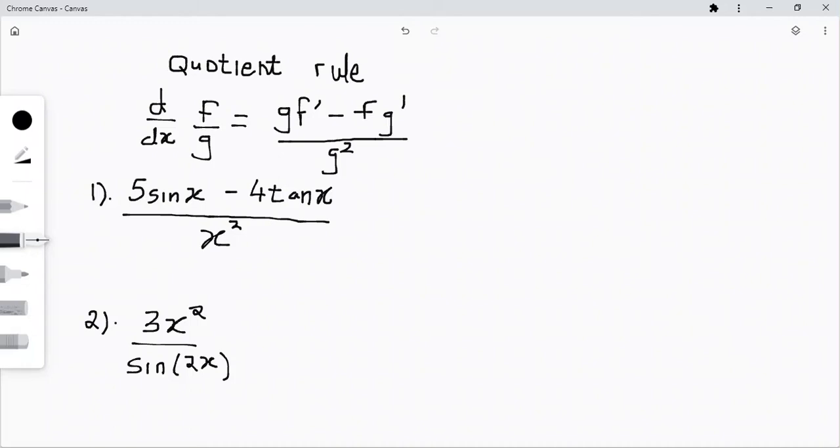All right, so we're looking at the quotient rule of differentiation. We've got two examples here. Okay, we'll look at example one. We have (5 sine x minus 4 tan x) divided by x squared.